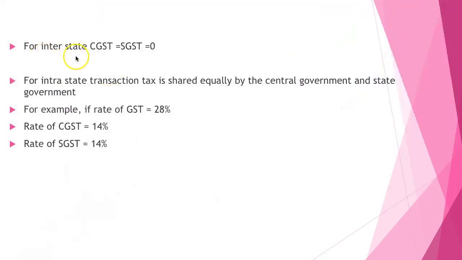So note that for interstate, CGST equal to SGST equal to 0, and for an intrastate transaction, tax is shared equally by the central government and state government. For example, if rate of GST is 28%, rate of CGST is 14%, rate of SGST is also 14%.